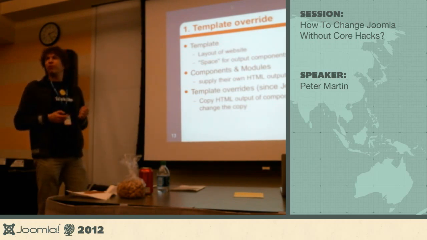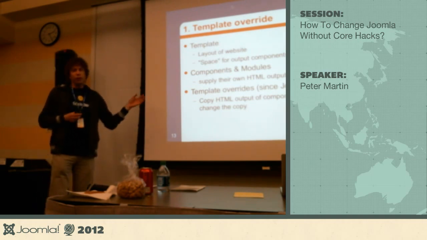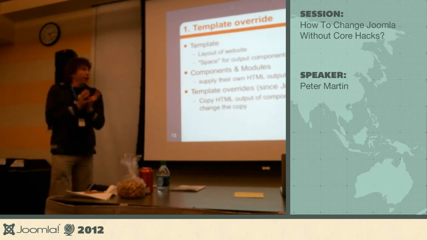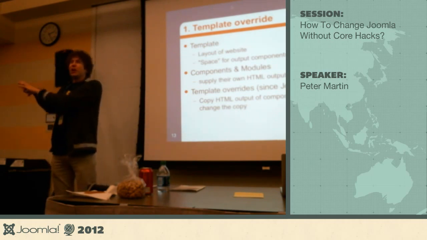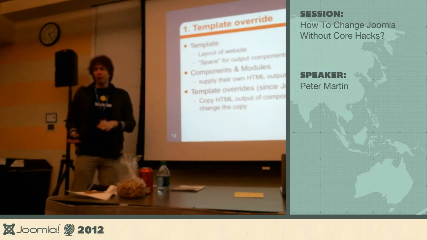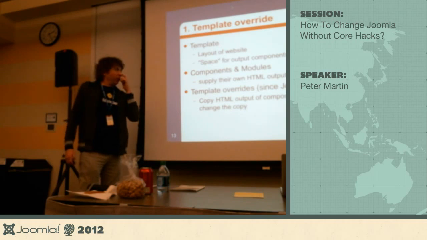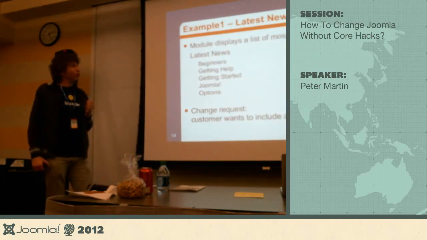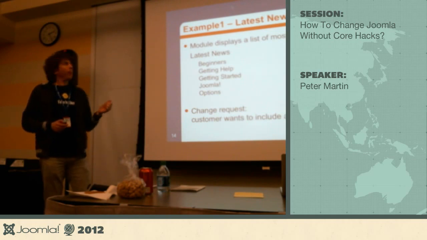Since Joomla 1.5, it's possible to use template overrides. With template overrides, you copy the output of the component or the module and put it in some other place. There you make the changes, and even if the original ones are overwritten, your copy will be used. So it's a good way to not have to use hacks. For example, the latest news module.